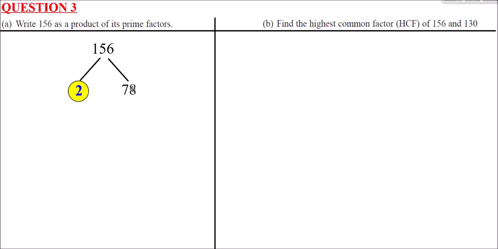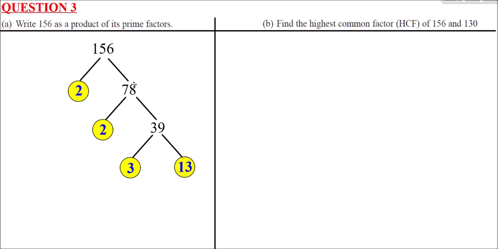78 though isn't prime because you can divide that by 2. So my next step, I'm going to choose to divide this by 2, which will give 39. Again, 2 is prime, so same step, I circle it and leave it, and now deal with 39. 39 isn't prime, it might look like it, but it's not, because 39 is in the 3 times table, which means that I can divide it by 3, which gives me 13.